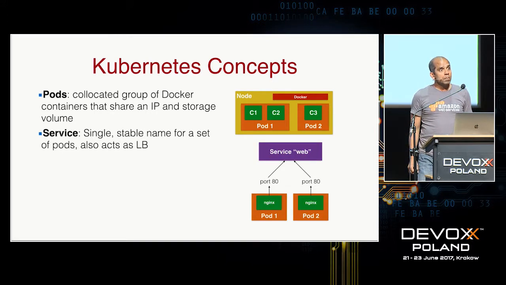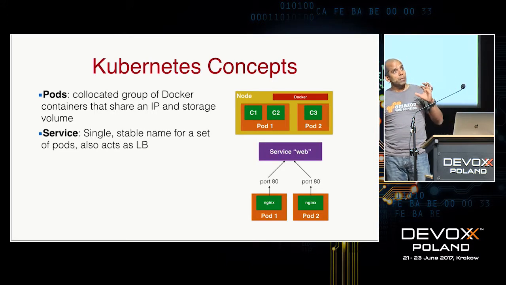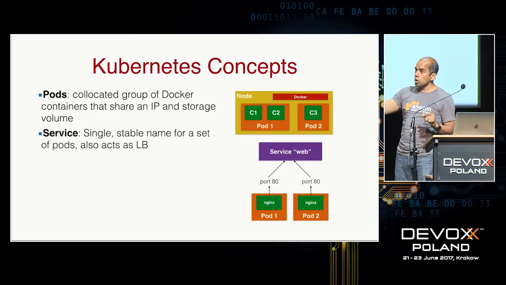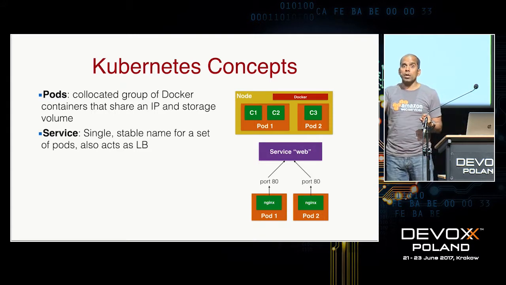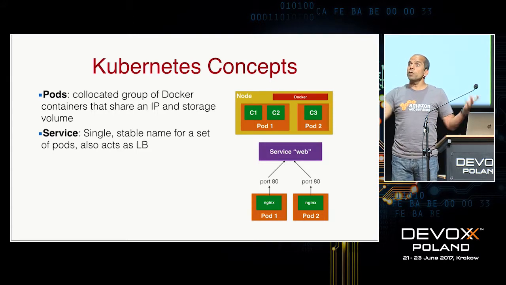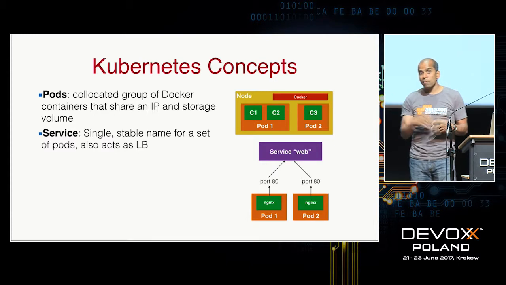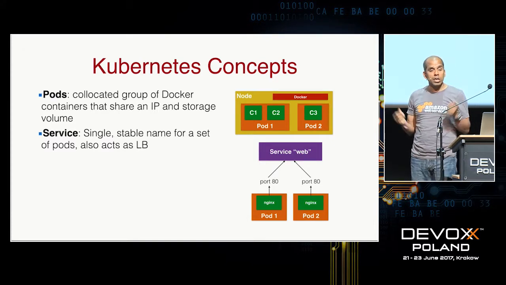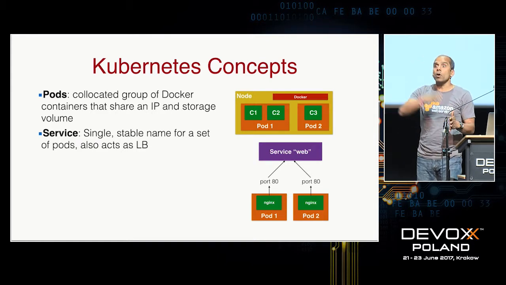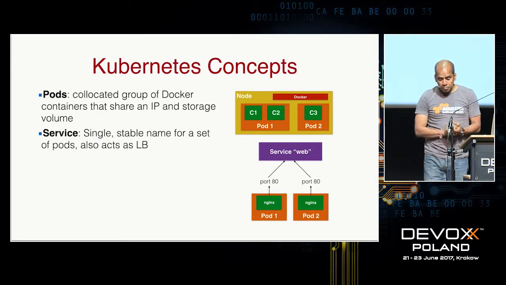Now, pods, by their nature, are ephemeral. What that means is, a pod is running today on one host. If the pod dies for some reason, it'll come up on a different host. It'll be given a different IP address. Now, that's not an IP address that you can rely upon, because the IP address can keep changing. Or for some reason, the node goes down, then the pod comes up on a different host.